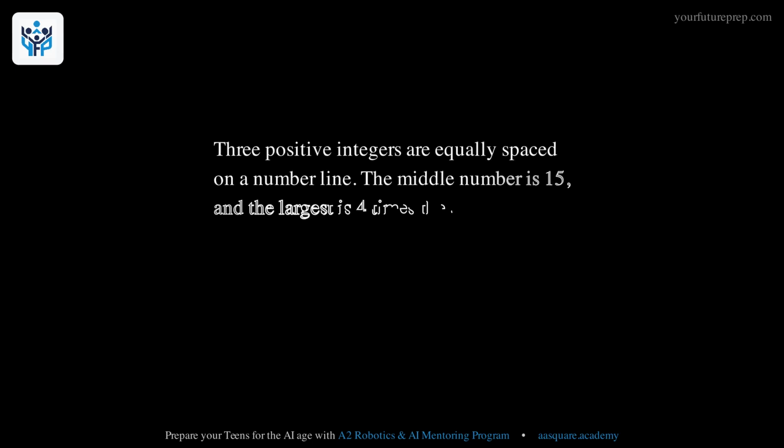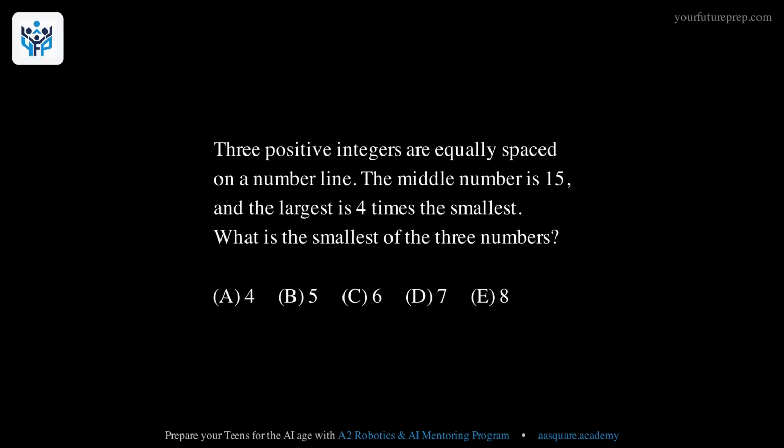Here's problem 6 from the 2022 AMC 8. Three positive integers are equally spaced on a number line. The middle number is 15, and the largest number is 4 times the smallest number. What is the smallest of these three numbers?